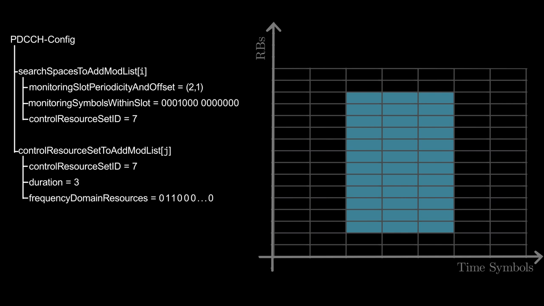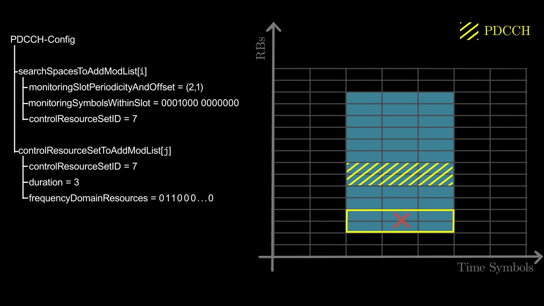PDCCH occupies the whole duration of the CORESET, but only a subset of RBs within the CORESET. UE doesn't know the placement of PDCCH within the CORESET. Therefore, UE has to blind decode for all possible frequencies within the CORESET and check if PDCCH is scheduled or not.